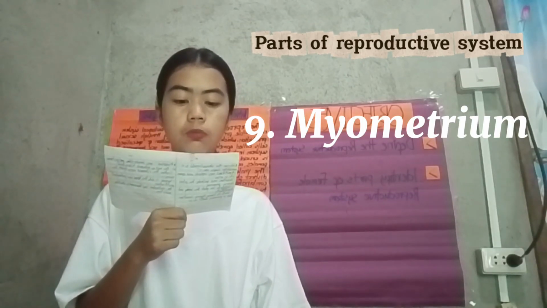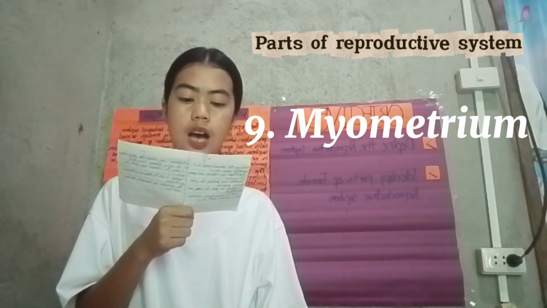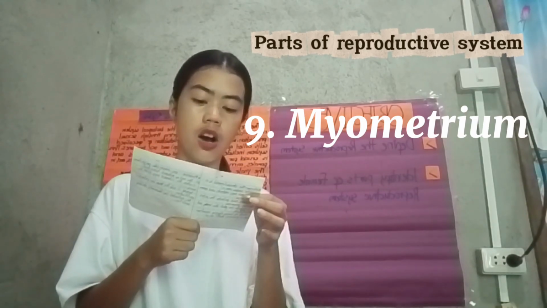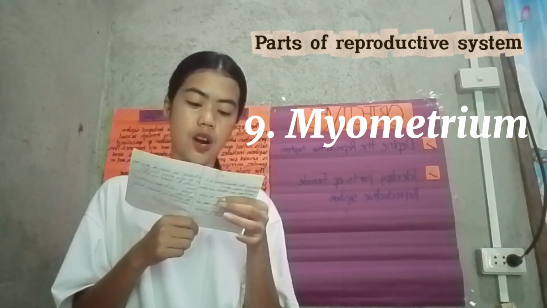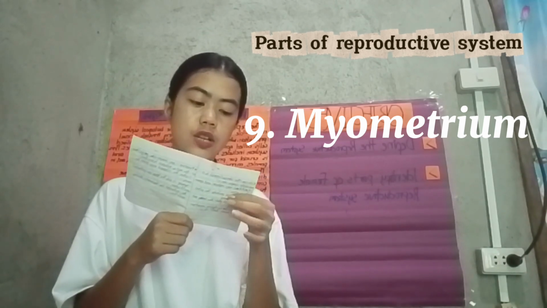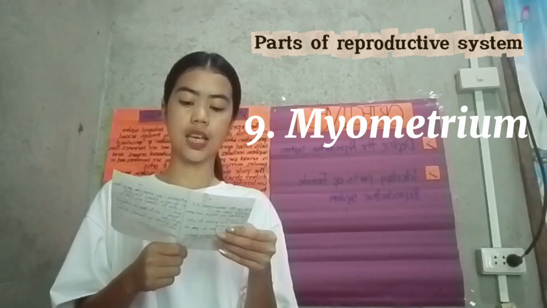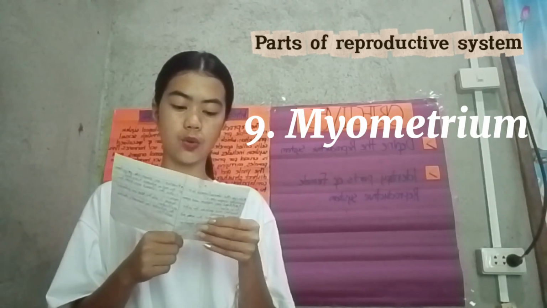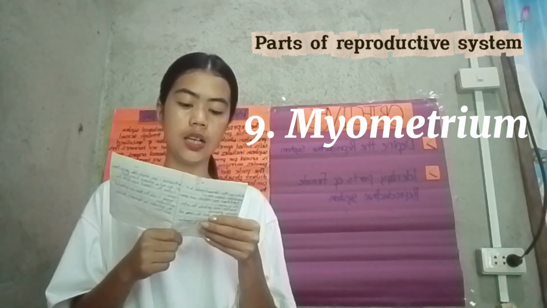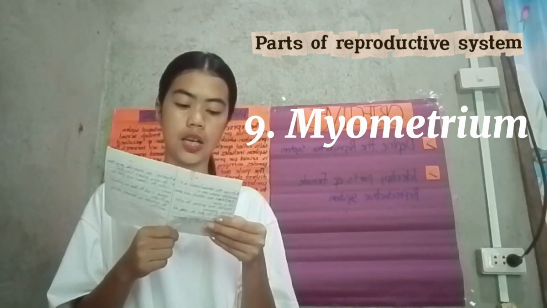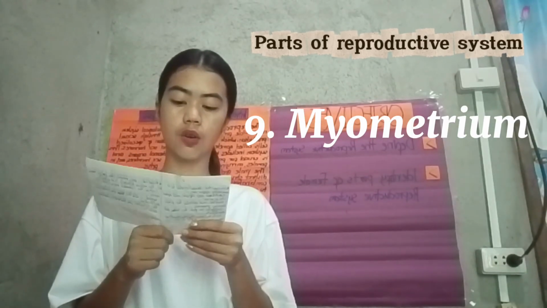So, the last one, myometrium. The myometrium is the muscular middle layer of the uterus that contracts to push the baby out during childbirth, expands during pregnancy, and plays a crucial role in uterine contractions.